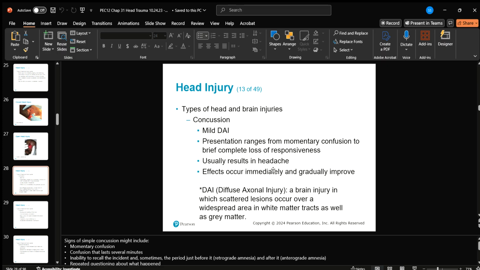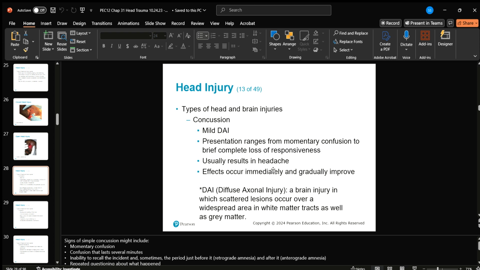So here, a concussion is also a mild diffuse axonal injury. Again, we're not here to diagnose these things. A DAI is a brain injury in which scattered lesions occur over the widespread matter in the white matter tracts, as well as gray matter. I added this in. It's not on your slides, but I wrote that in there. But again, you're not here to diagnose a DAI. Even paramedics, we're not here to diagnose that stuff.